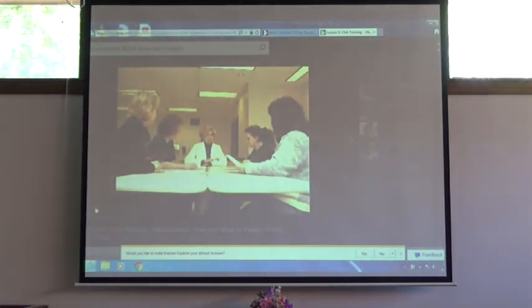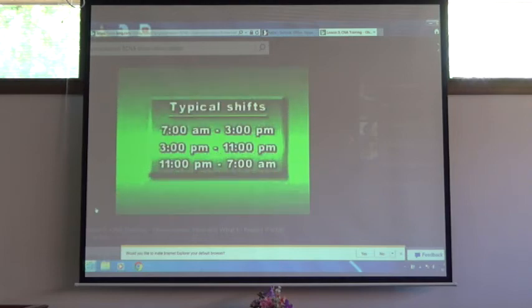Healthcare facilities, all that I'm familiar with, begin with the report at the beginning of the shift. Shifts typically run from 7 to about 3 p.m., and a second shift is from 3 to 11 p.m., and then the third is from 11 p.m. to 7 in the morning.